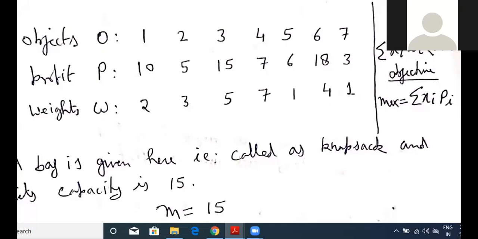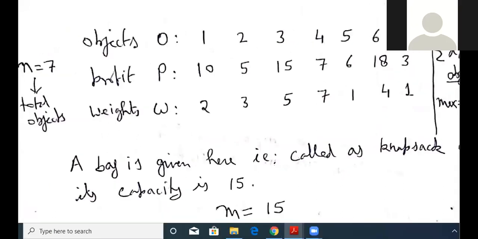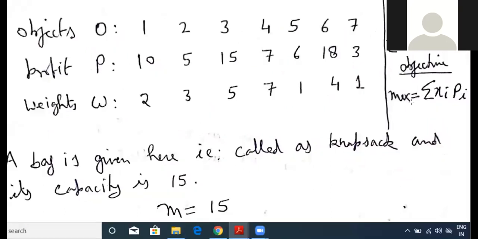So this way you can solve the given knapsack problem. You have been given the objects or items, the profit associated with each item and the weight associated with each item, and you have also been given the total number of objects or items. Your objective is to maximize the profit. It means you first make the objective function, summation of xi into pi equal to max, and the constraint associated with this objective function is summation of xi wi is less than or equal to m. Here m is the knapsack capacity.